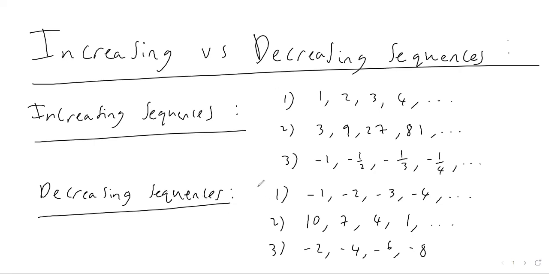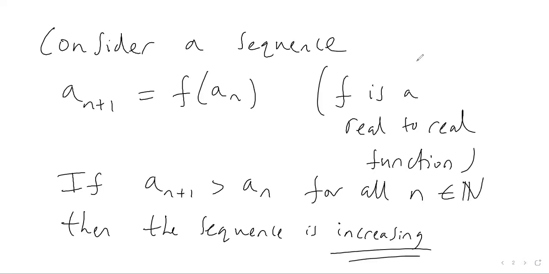And how about these ones down here? So decreasing sequences. As you can imagine, they're getting smaller. So -1 to -2 to -3 to -4, 10 to 7 to 4 to 1, -2 to -4 to -6 to -8. These numbers are getting smaller and smaller, so they're decreasing sequences. Let's look at how we would generally write a definition for this.